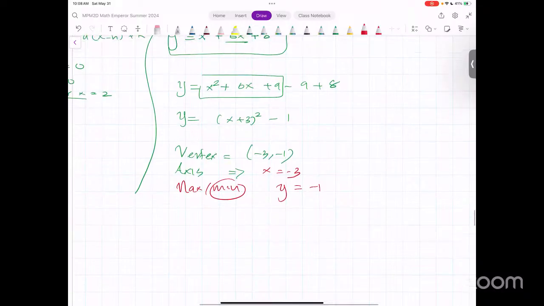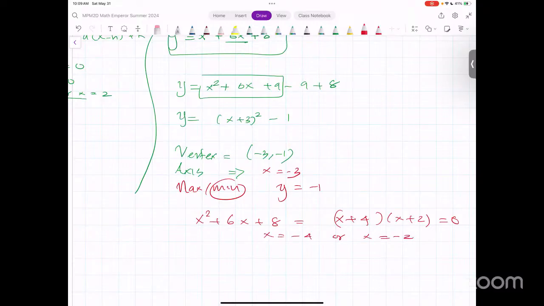Now, we need to factor this. If you factor this, x squared plus 6x plus 8 is x plus 4 times x plus 2. And we set it back to 0, so the x-intercepts are negative 4 or negative 2. Y-intercept: we're going to set x to 0, which gives 8. Are you following that, Sir Krotik?